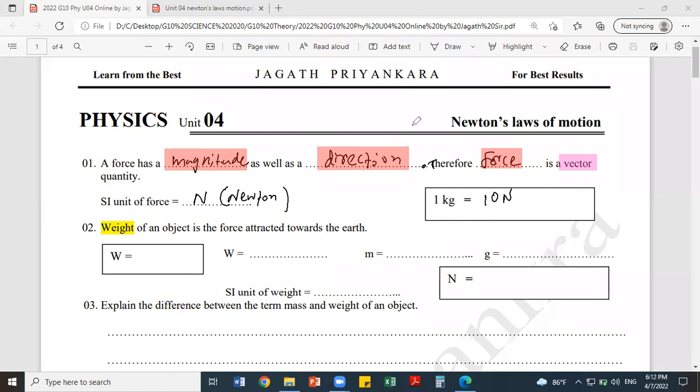So in the exam, you can get MCQs under this. If 1000 grams equal 10 Newton, 100 grams equal 1 Newton. That also you should know. You better copy down both of these.